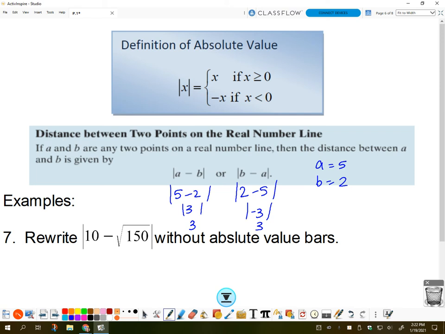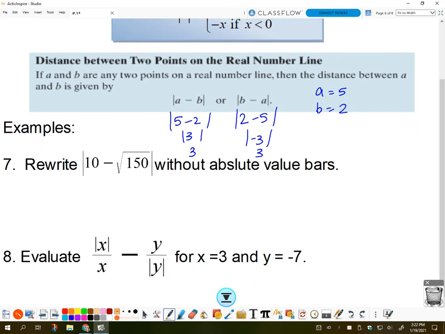So, looking at your examples, what you're going to be asked to do. First of all, they may want you to just rewrite it without the absolute value bars. All right, so if I want this without absolute value bars, it's going to be the right answer. So if I rewrite this without absolute value bars, I would write 5 minus 2. Okay? If I rewrite this without absolute value bars, I would write the opposite of 2 minus 5, because 2 minus 5 is negative 3, and the absolute value gives me the opposite of that. So I put negative, and then parentheses 2 minus 5.